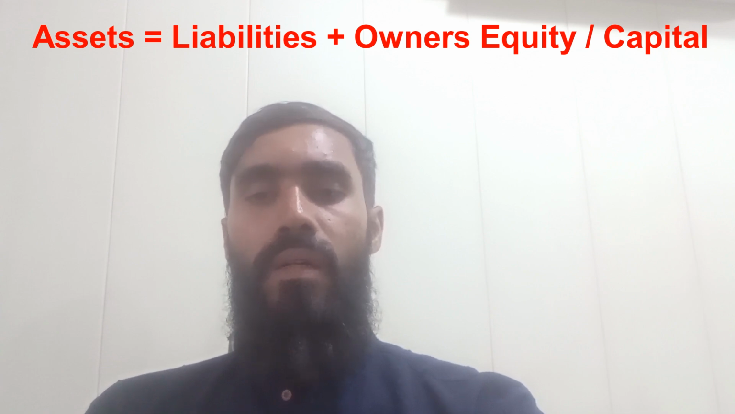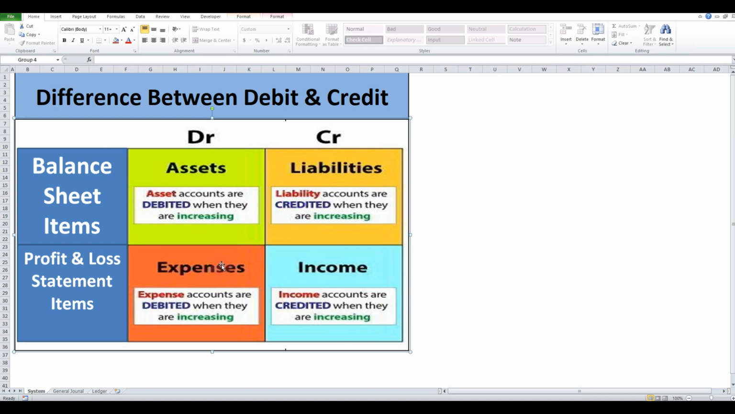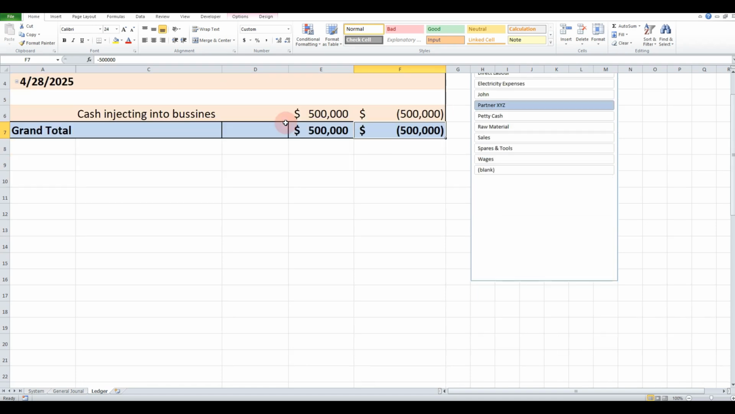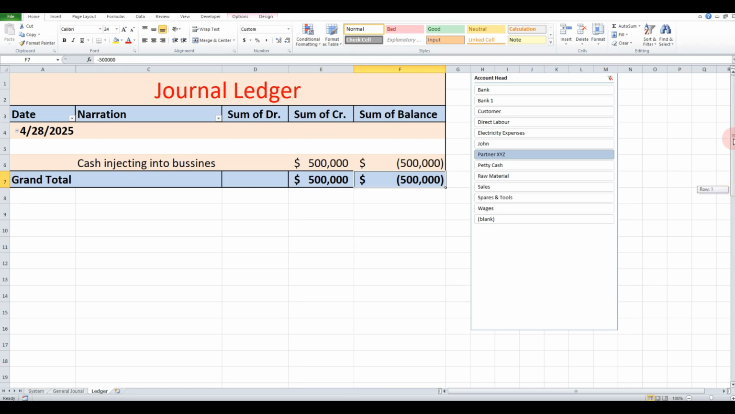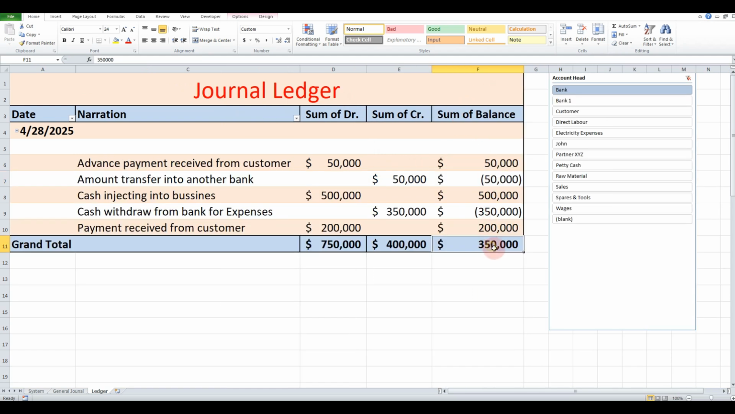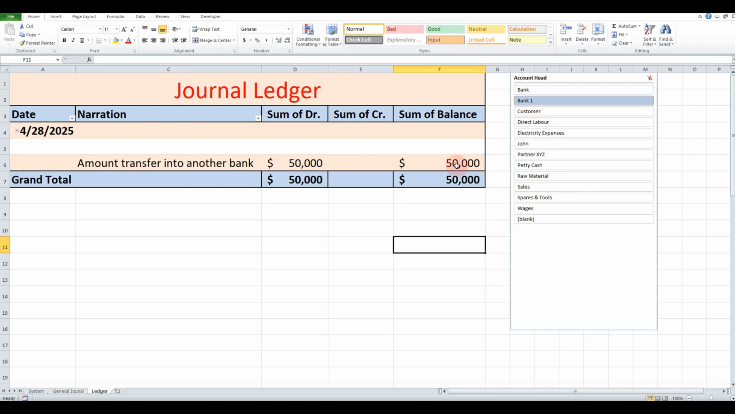So let's start. First, we need to know the purpose of debit and credit. The basic function of debit and credit is maintaining each account's balance. I have created the journal ledger. Here, all the balances are showing individually. Bank balance I have now 3,50,000. Bank 1 has a 50,000 balance, it shows a positive value, so it means I have that amount available.